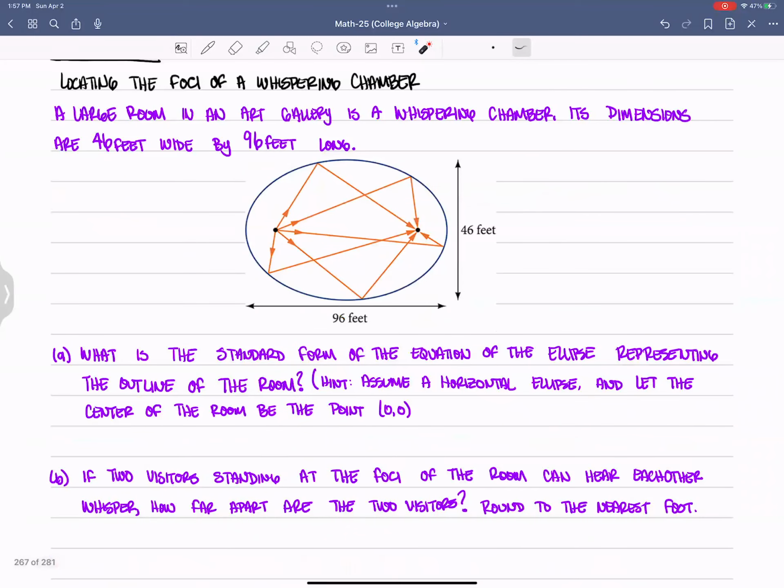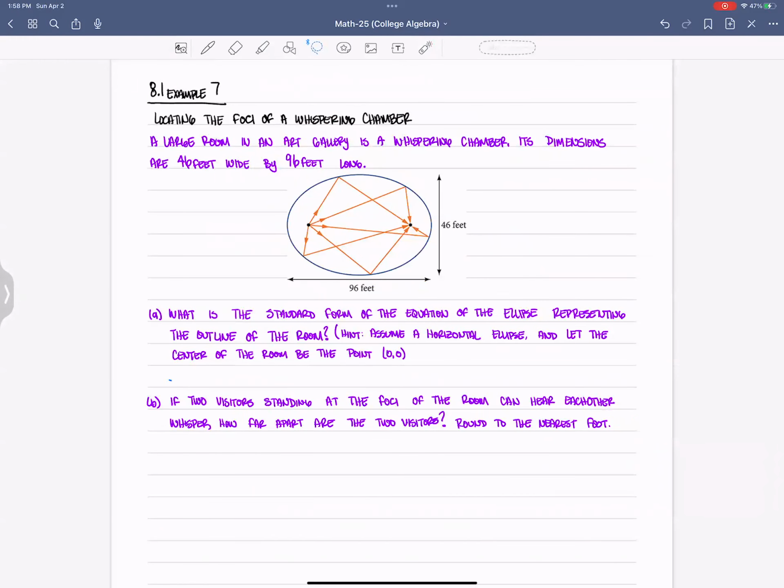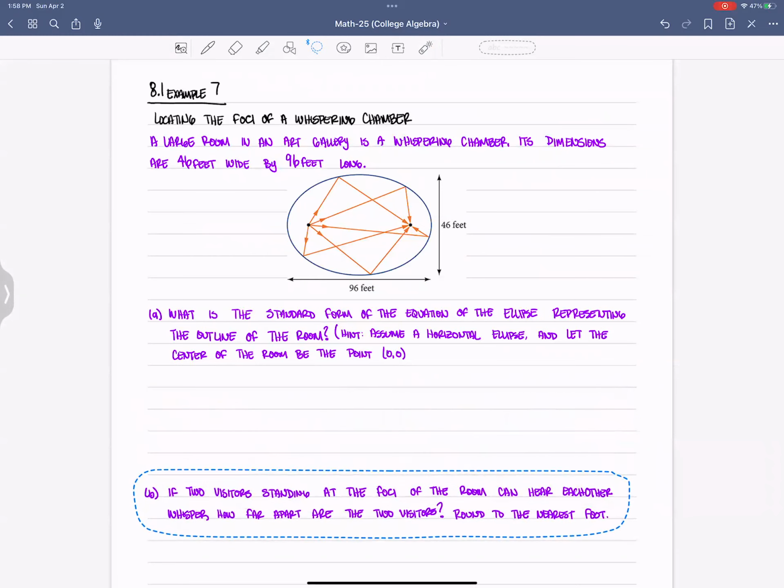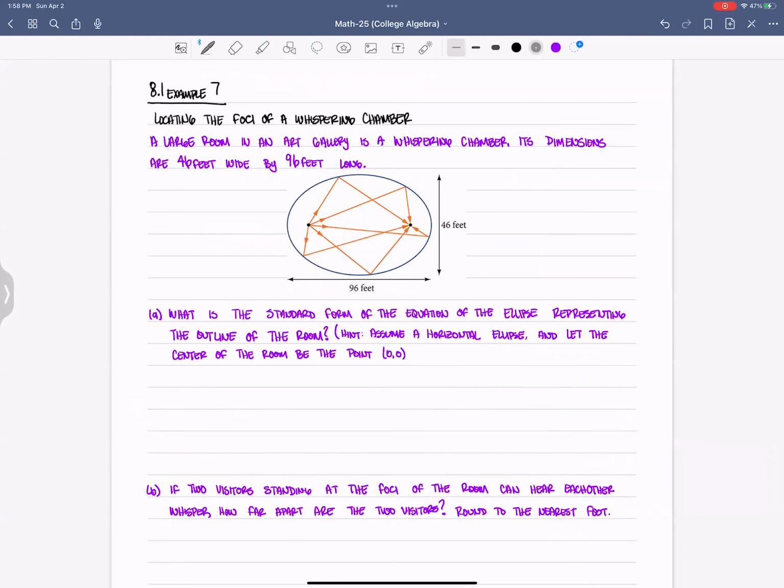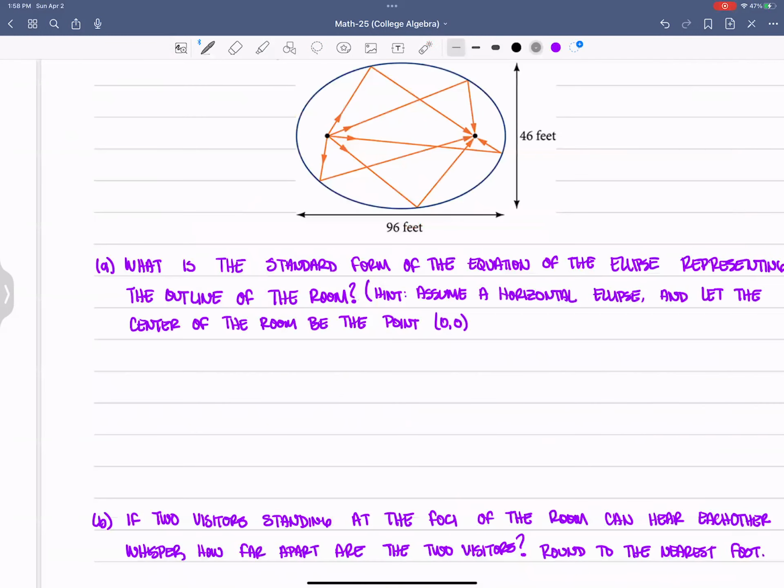What is the standard form of the equation of the ellipse representing the outline of the room? So what I want to do is imagine this being on the origin, so that way the center is the origin. We go out so many units here, here, up, down. So let's figure that out. So let's give ourselves enough room. Okay. So what is the standard form of the equation?